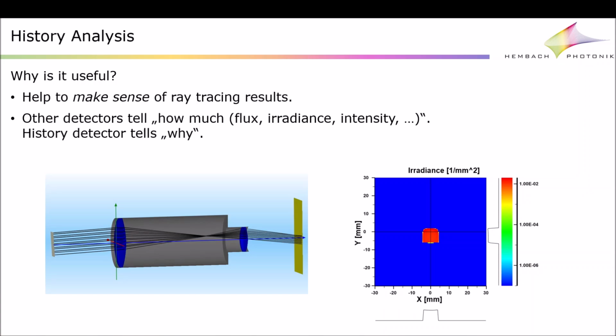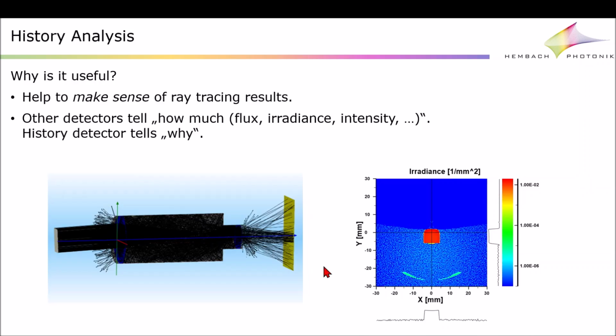Consider, for example, this toy model of a telescope. It is illuminated from the left by a rectangular collimated grid source. The rays propagate through the first lens and then through the second lens before they are absorbed by a screen. The irradiance distribution on that screen is given by the nominal light path of the light source through the telescope. The interpretation of this irradiance distribution is straightforward.